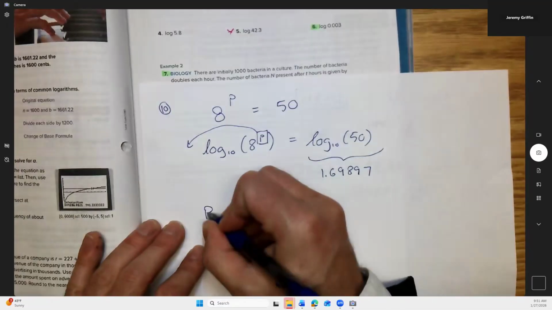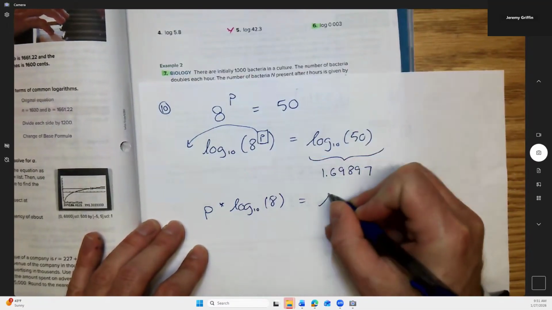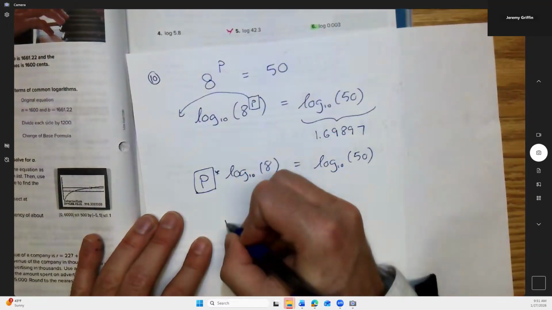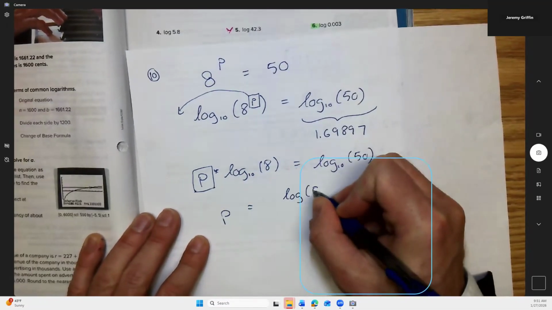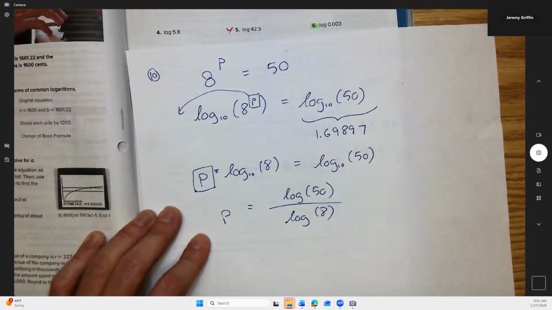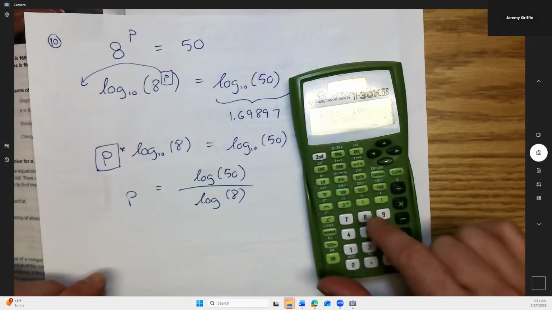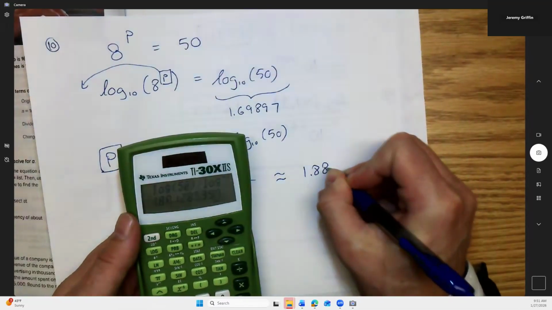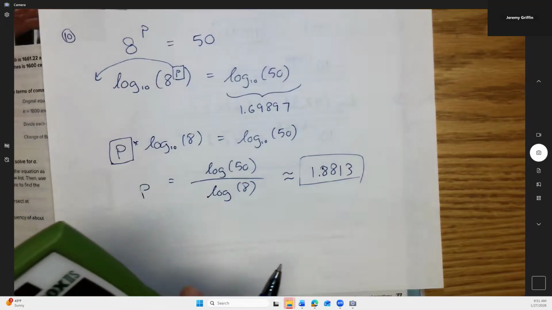So I'm going to go p times log base 10 of 8 equals log base 10 of 50. So what does p equal? Oh. Log of 50 over log of 8. Isn't that it? That's the whole thing? Okay. Let's see, what is that? Log 50 over log 8. Okay. I'm looking at approximately 1.88 something. Yeah, you said it had to be between 1 and 2. It sure is.